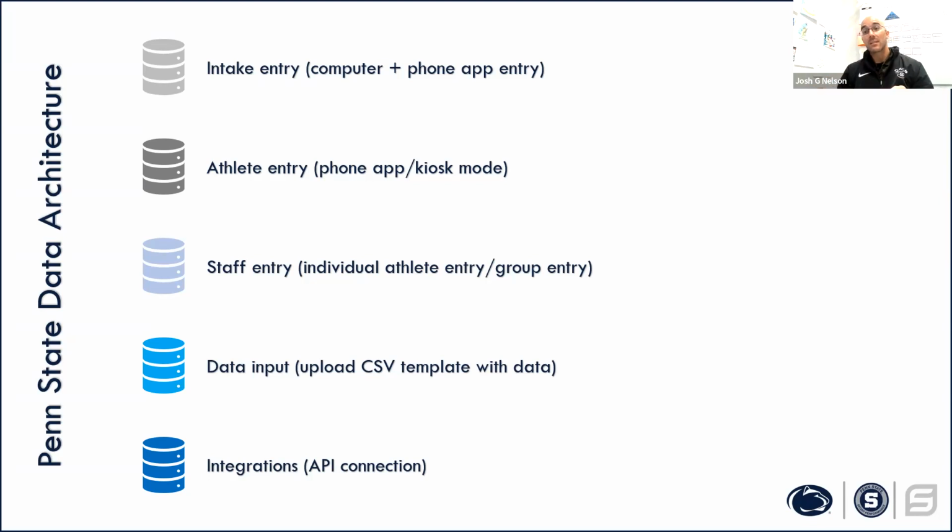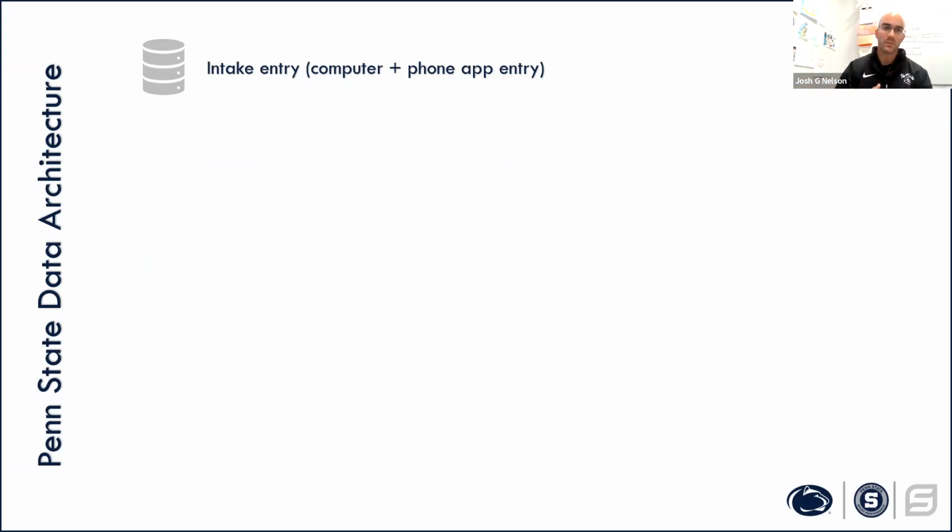Athlete entry, the athlete is actually entering information into the system. Staff entry, a staff member, a coach, an intern is entering information about an athlete or a situation into the system. We have data input entry, and that could be where I'm taking existing information that I already have, maybe in a CSV or a spreadsheet, and dropping it into the system. And then finally, our integrations, which are just basically automatic feeds that come in from our various softwares that we use. So let's first look at what we'll call our intake entry.